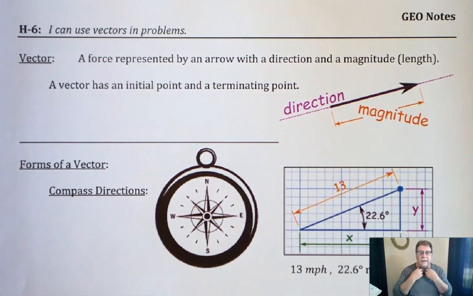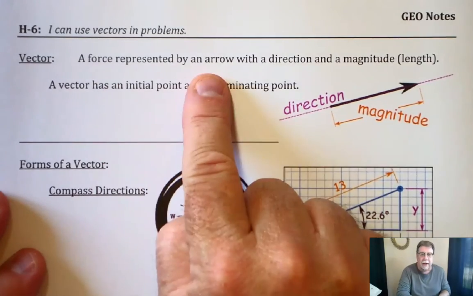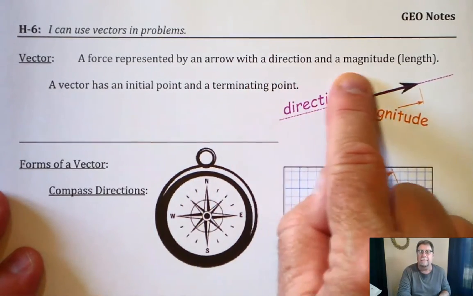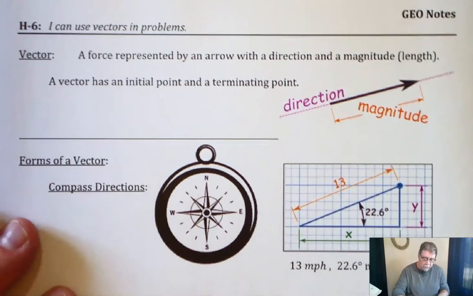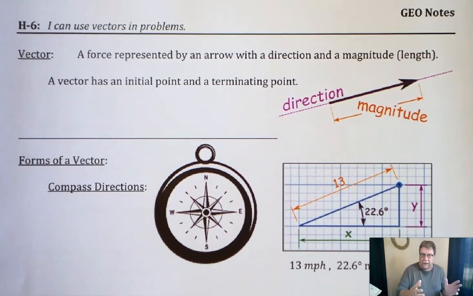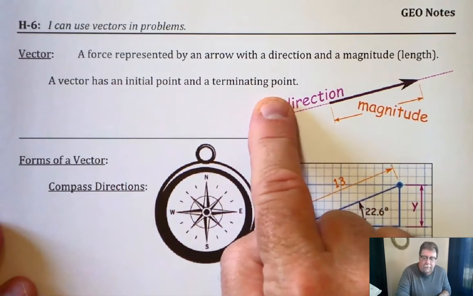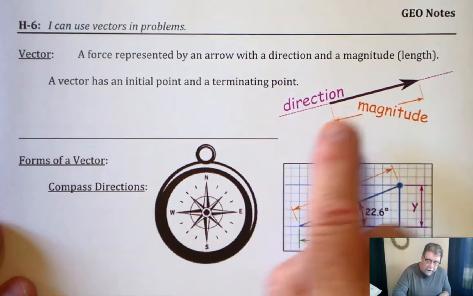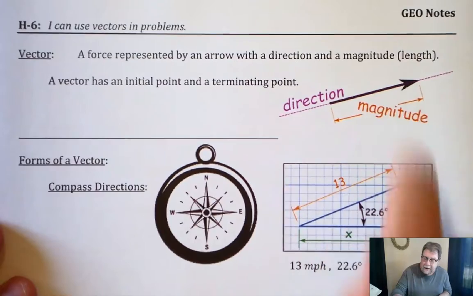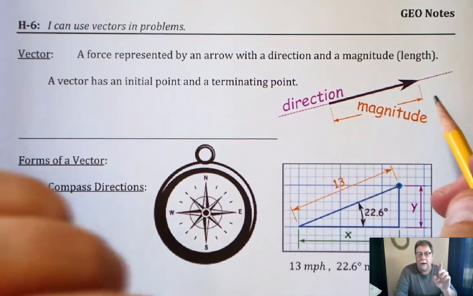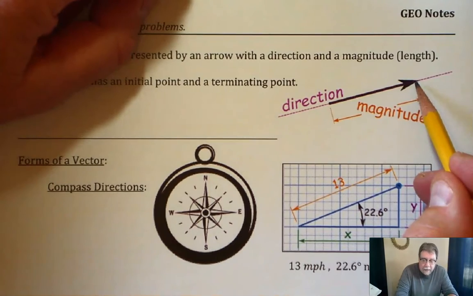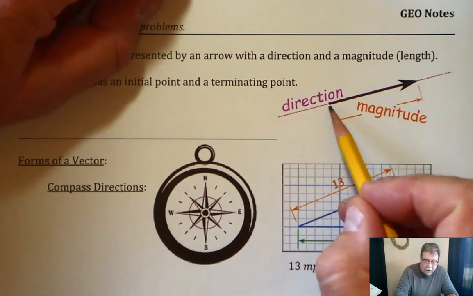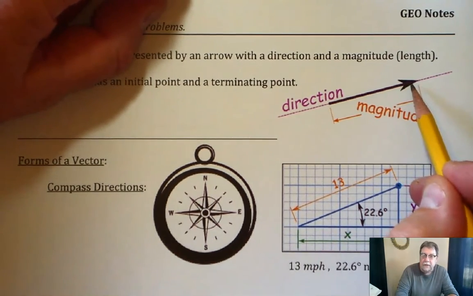A vector is basically a force, and it's represented by an arrow with a direction and a magnitude. It has a length. So a vector is really nothing more than a distance in a particular direction. The vector has an initial point and a terminating point. So it's an arrow, and it has a starting point, like right here, and it has an ending point. It's not a ray. A ray goes on forever. This stops right there. The arrow just simply says that we start over here and we stop right there. So it's a little bit different.